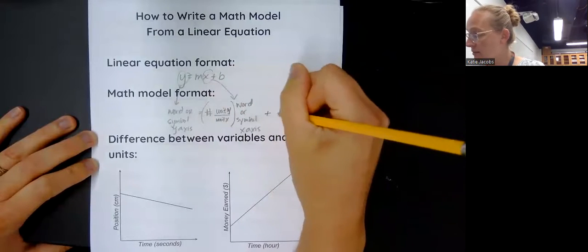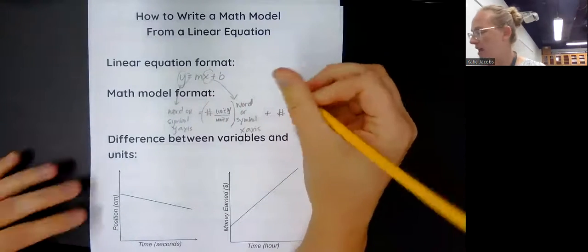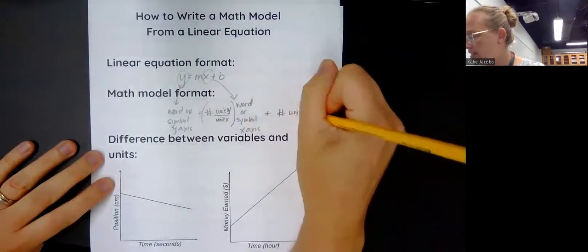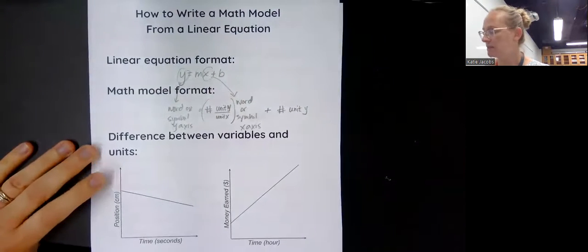Plus the y-intercept. The y-intercept will also be a number. It'll be 100 or negative 44 or something like that. And then there will be a unit tied to that number, and that will be the unit from the y-axis, since the y-intercept was where it intersects the y-axis.